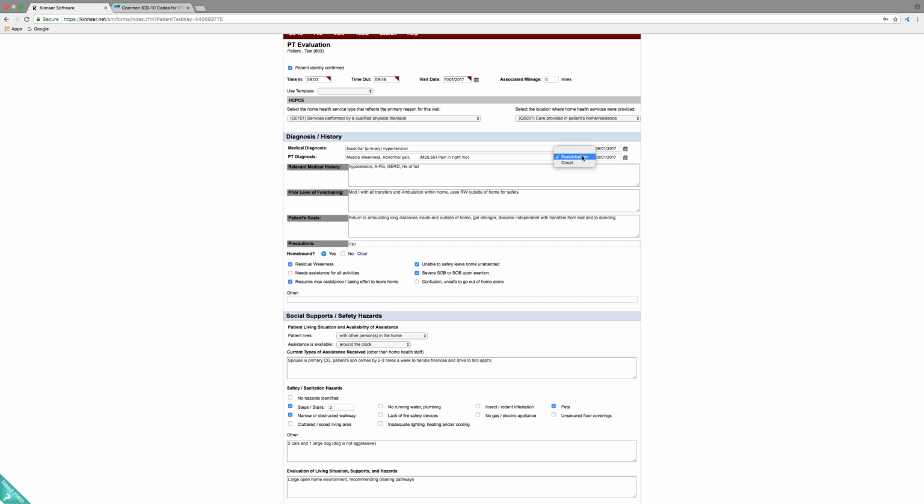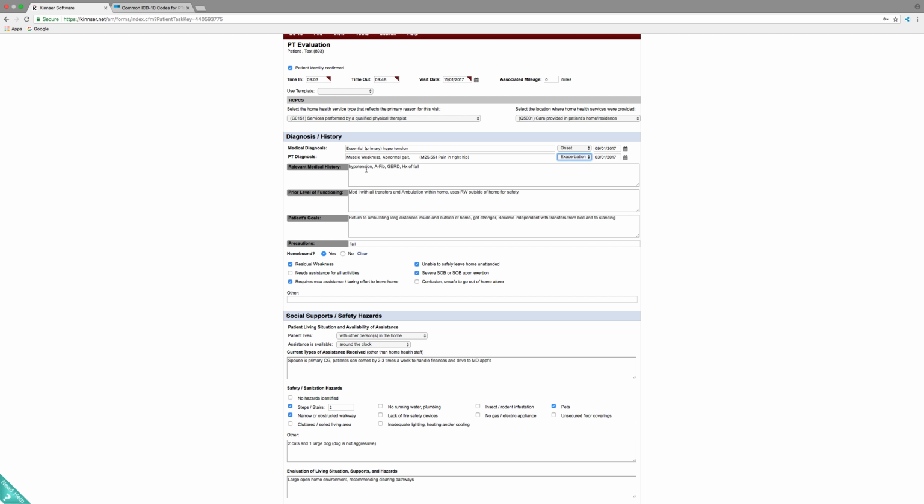Same thing, we need to know: is this a pre-existing condition that we're having an exacerbation of, or is this an initial onset, and then a date? Relevant medical history. So this generally comes over from the home health agency when they give us the referral, but it's always a good idea to take whatever they give you and make sure when you're interviewing the patient that it all matches up and see if anything's missing.